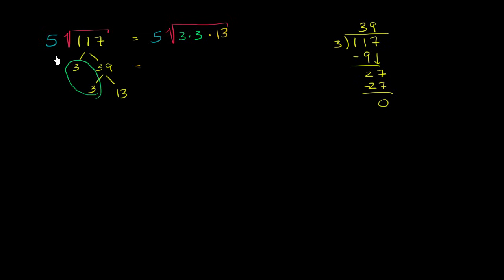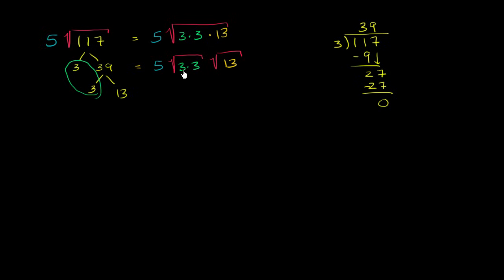And this is going to be the same thing as, and we know this from our exponent properties, 5 times the square root of 3 times 3, times the square root of 13. Now, what's the square root of 3 times 3?